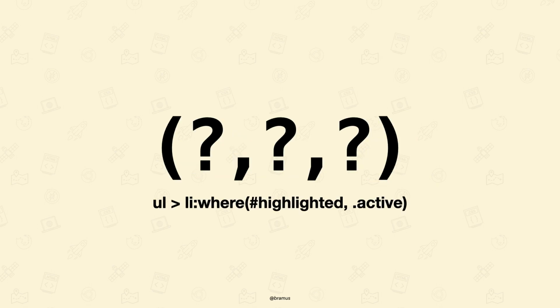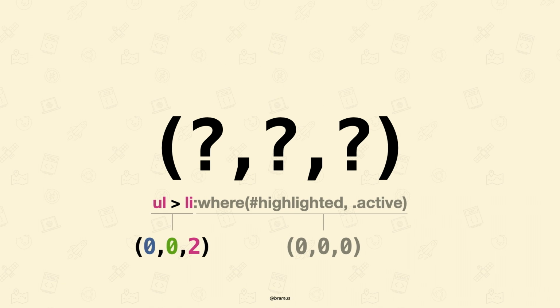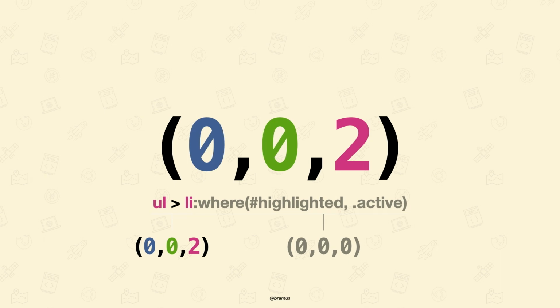Again, an example, the where selector right there. It has the same result as the selector that we had before on the previous screen, but specificity, again, is calculated differently. Namely, the whole where part, the specificity of it evaluates to 0, 0, 0. We have the UL and the LI in there, 0 0 2 plus 0 0 0 equals 0 0 2. Where is a great selector, by the way.